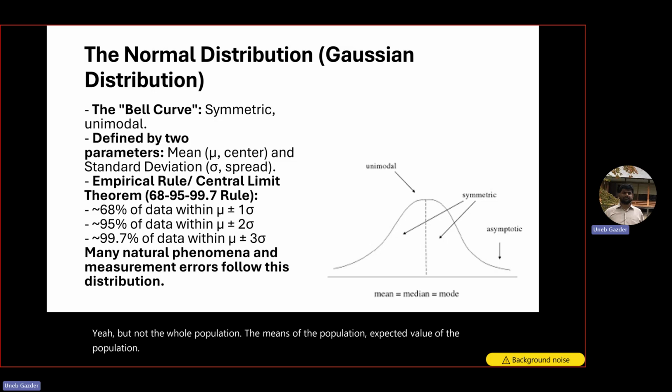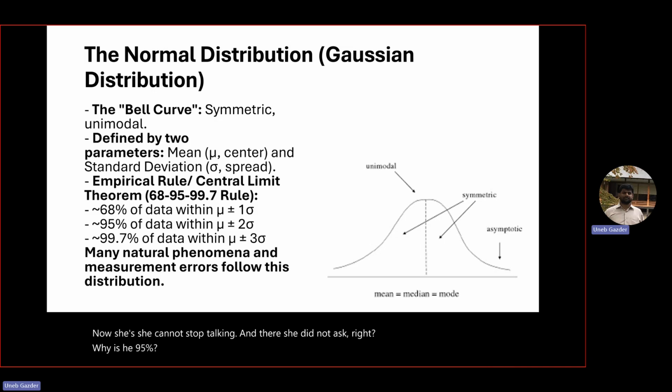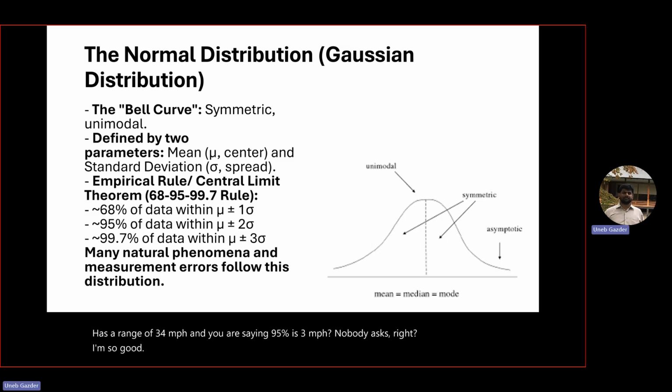Okay, so like I said, we have taken traffic, right? Now she cannot stop talking. She did not ask, right? Why is it 95%? Our data has a range of 34 miles per hour, and we are saying 95% is 3 miles per hour. Nobody asked, right? Because I'm so good. So good in cheating.